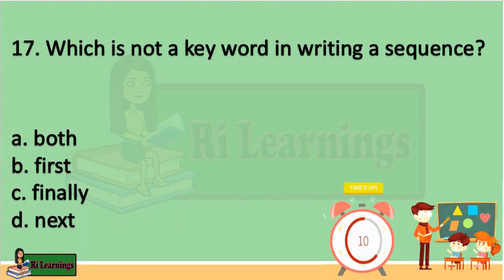17. Which is not a key word in writing a sequence? A. Both. B. First. C. Finally. D. Next.